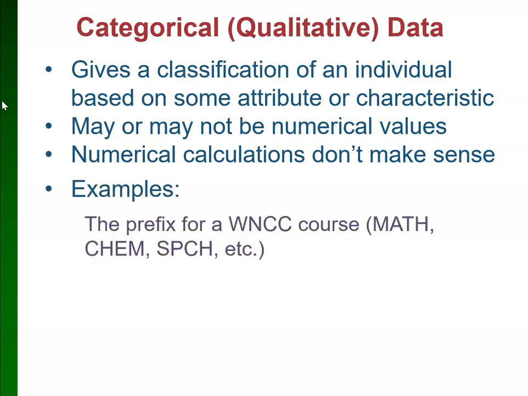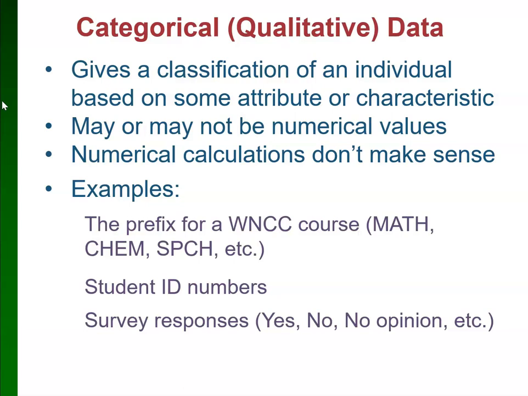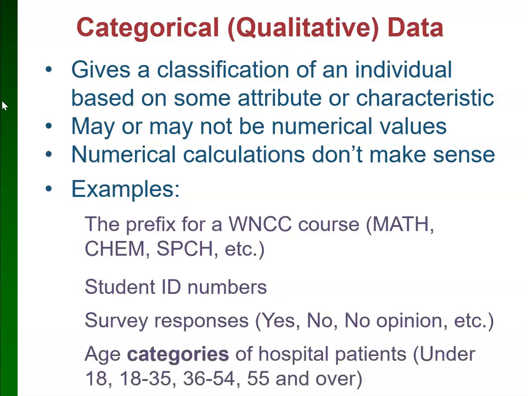Here are some examples. The prefix for a WNCC course, for example, math, chem, speech, etc. Student ID numbers. Even though these are numerical, if you tried to do calculations, for example, finding the average of the student ID numbers, it might give you an answer, but it wouldn't make any sense. Survey responses, such as yes, no, no opinion, and age categories of hospital patients. So instead of recording the age of each patient, if we put them into a category instead, that gives us categorical data instead of quantitative data.